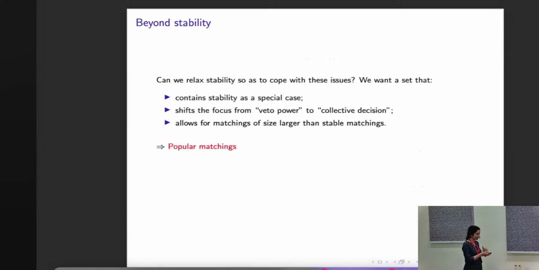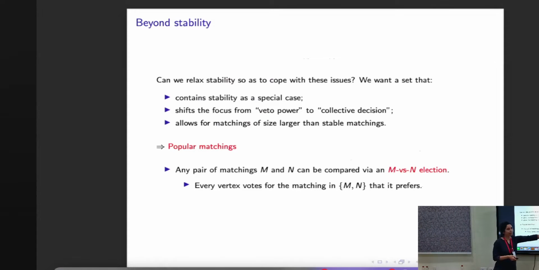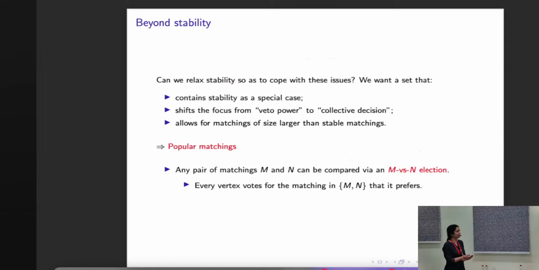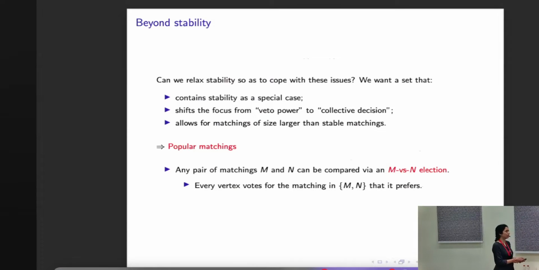I am being very abstract here, we will concretize it soon. This is based on the idea that any two matchings can be compared by holding a head-to-head election between the two matchings. And who are the voters in this election? Every vertex casts a vote for whichever of these two matchings it prefers. So when do we say a vertex prefers matching M to matching N? If the partner it gets in M is better than the partner it gets in N, it says I prefer M to N, and if it gets the same partner in both, it abstains from voting, and being left unmatched is the worst possible state.